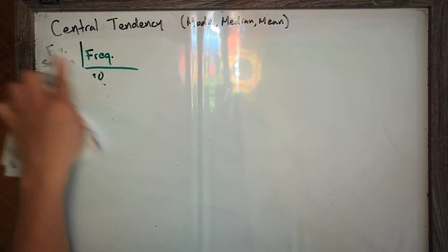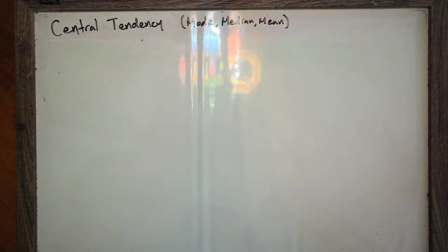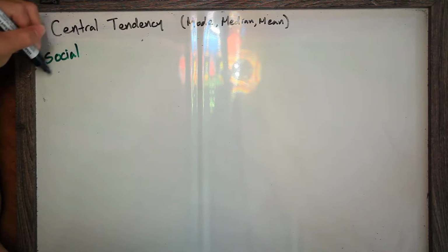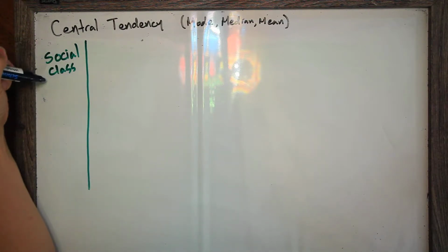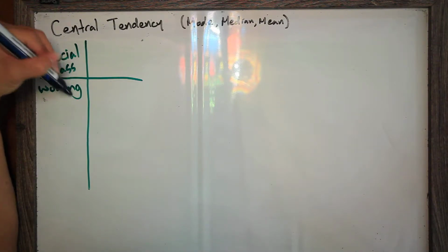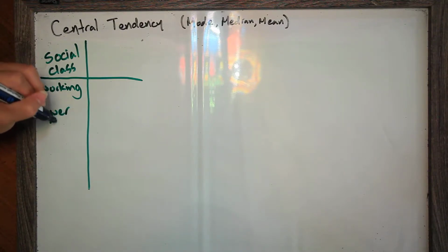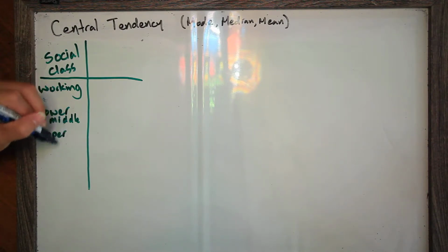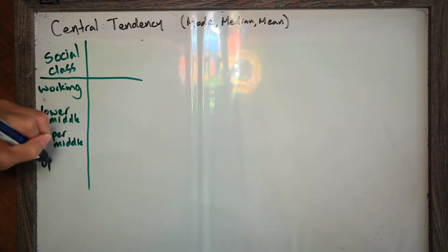To do that, we're going to construct another frequency table. This time, we're going to talk about social class. Okay? We have working class. We have lower middle class. We have upper middle class. And we have upper class.